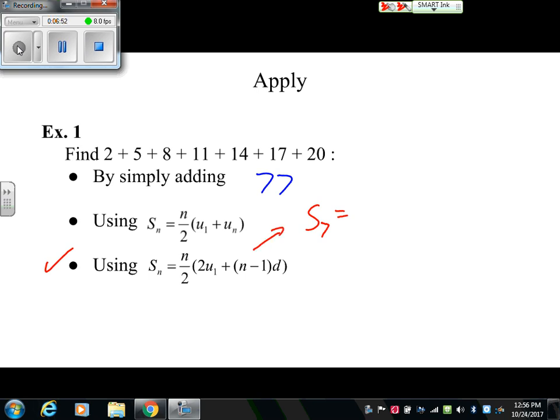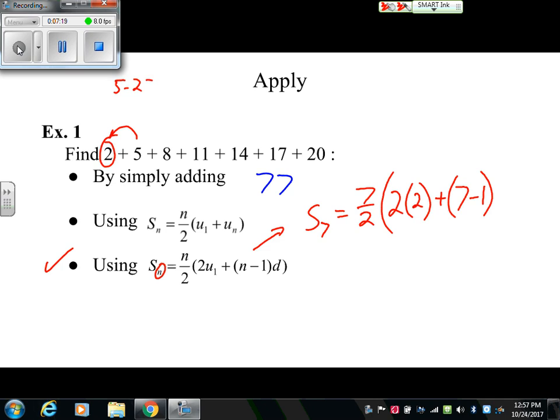n over 2. Well, our n is the same thing we had here, which is the number of terms that we're adding up. So 7 terms divided by 2, times 2 times our first term. Well, our first term was still 2, plus n minus 1. Well, n is the number of terms that we're adding up, which is 7, minus 1. And then our common difference. Well, we didn't figure out the common difference before, but to get it, we subtract backwards. So we would have 5 minus 2, which is equal to 3.